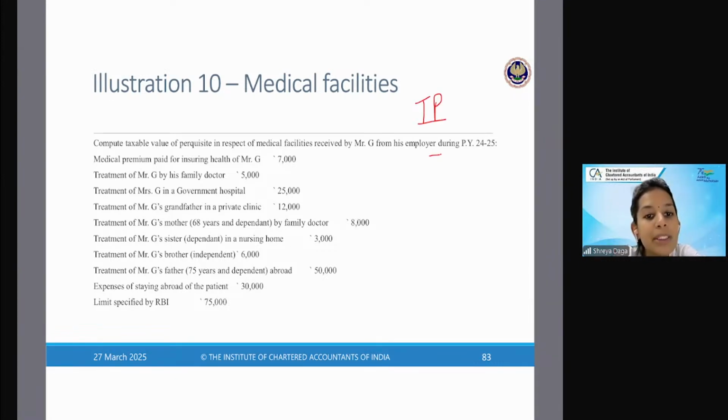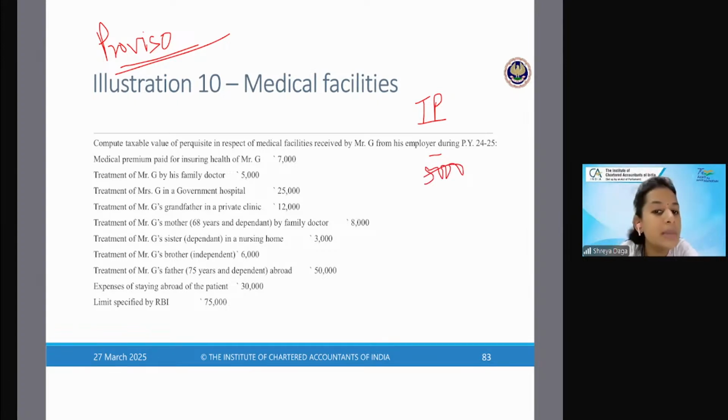Treatment of Mr. G by family doctor. That means treatment by a family doctor is not in a company owned hospital, it is not in a government hospital, it doesn't look like a prescribed disease, it doesn't look like a COVID-19 illness. Then is it taxable or exempt? Please, the list that we did was an exceptional case. It was a proviso. It was an exceptional case of exemption. The general rule is taxable. If what you are reading here is not in the list that you saw, then it is taxable. Yes, okay.